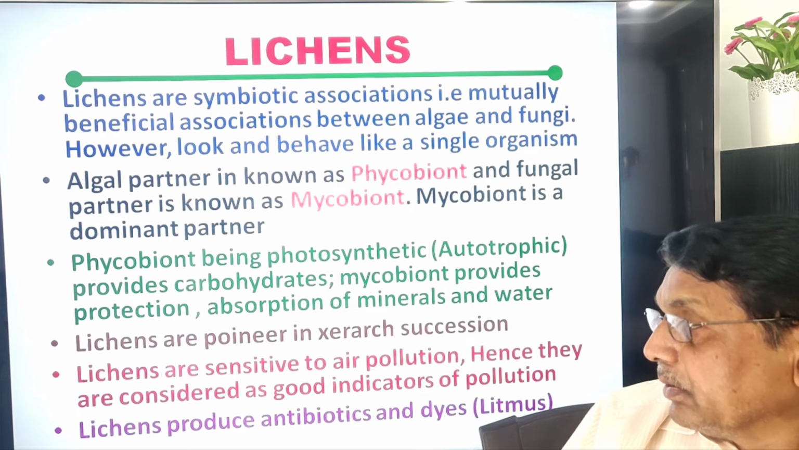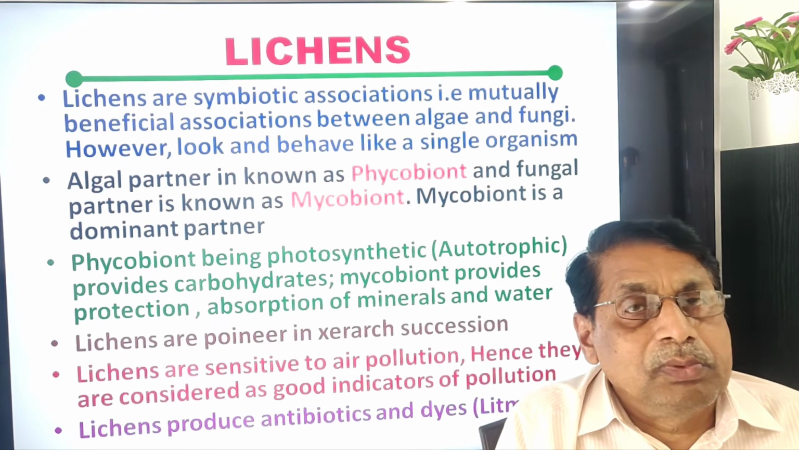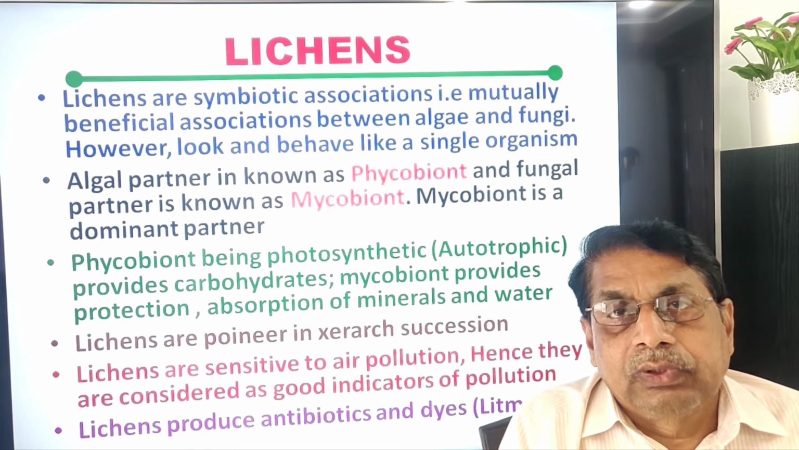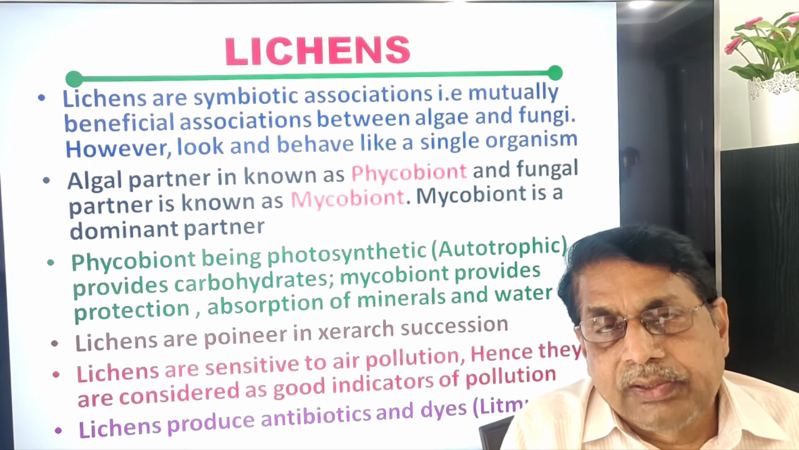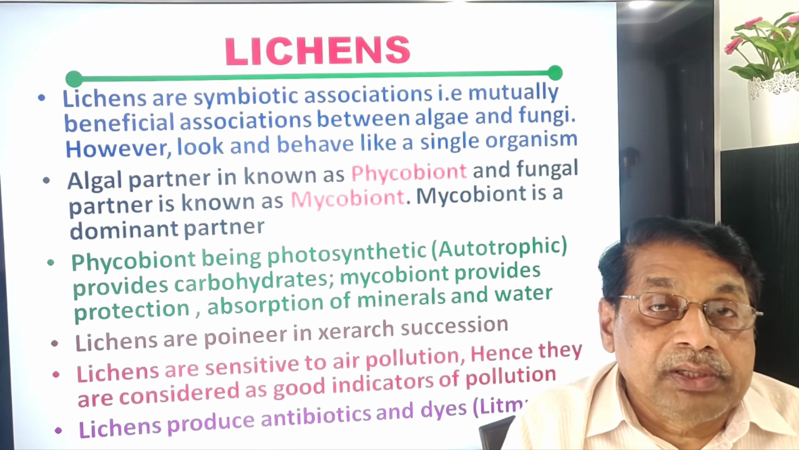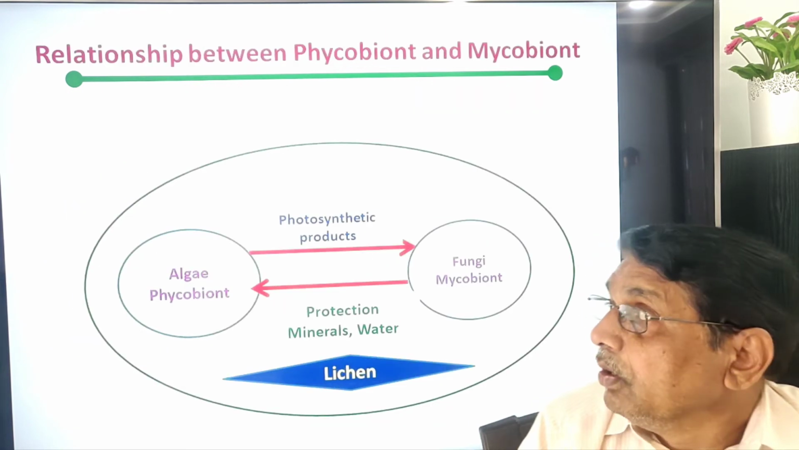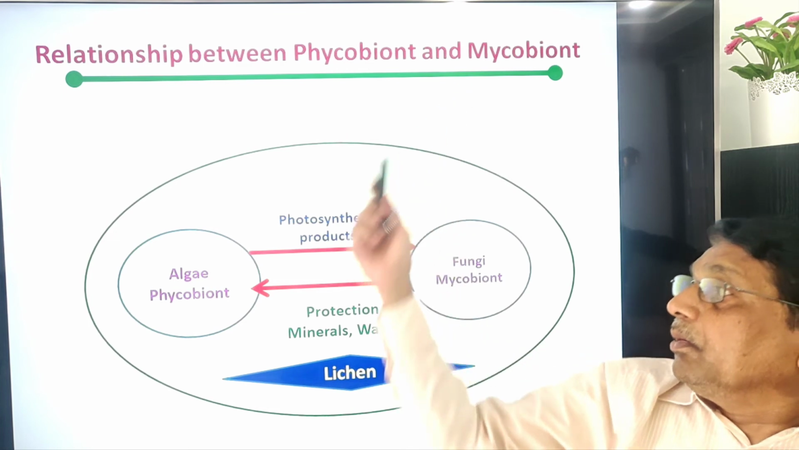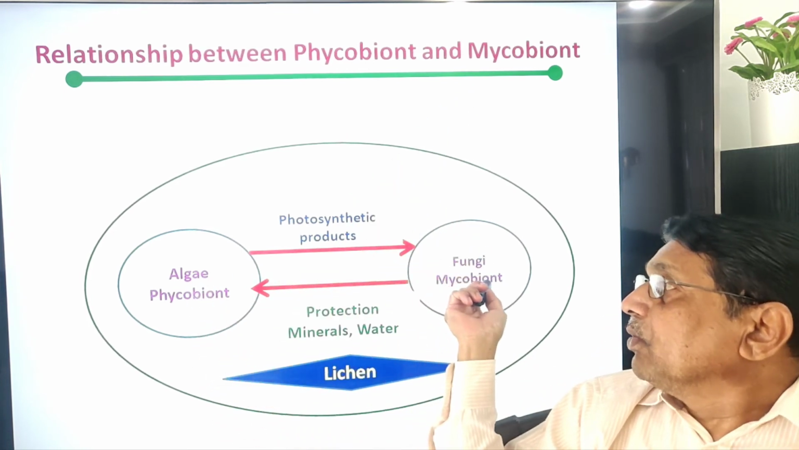Lichens also produce antibiotics and dyes. Some lichens are important. Some dyes are produced, safranin-like. Then antibiotics, most important antibiotics, are also produced. So this is the association between a phycobiont and a mycobiont: algae, phycobiont; fungus, mycobiont.